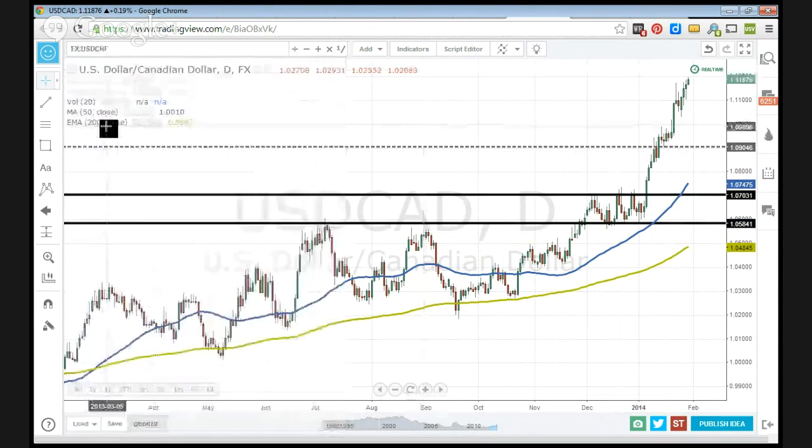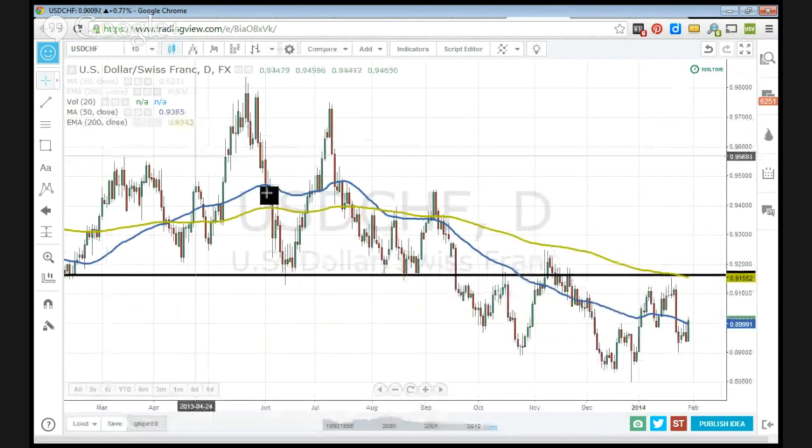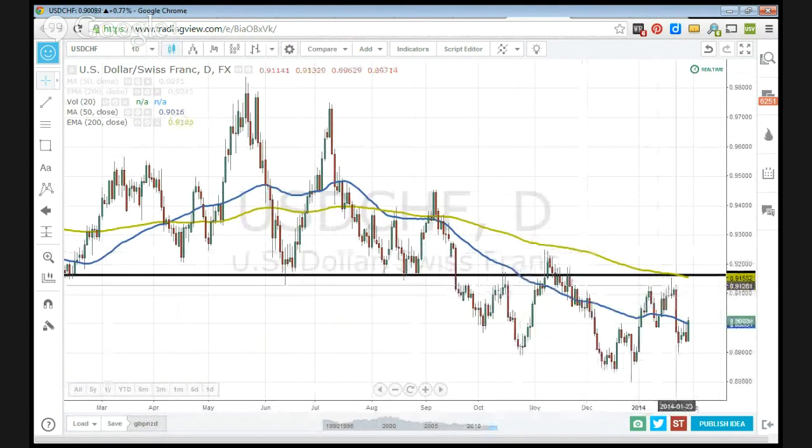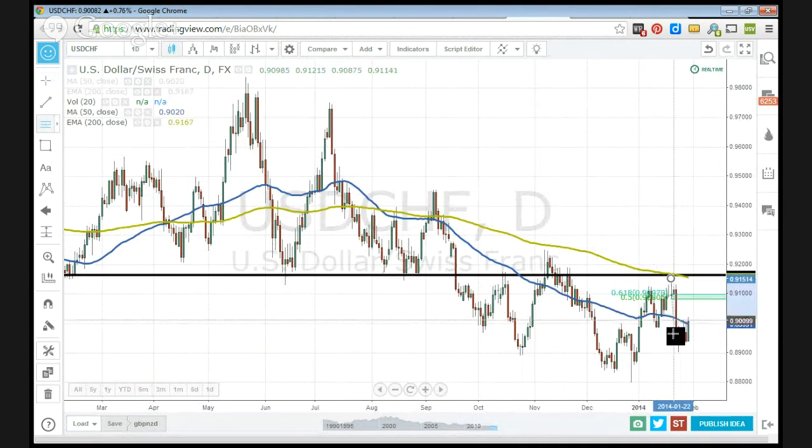Dollar Swiss. Okay, dollar Swiss has... So I remember I had my order go short here. It didn't get filled, but oh well. Dollar Swiss has pulled back a little bit. Let's draw a 50% Fibonacci from this swing high down to this swing low.